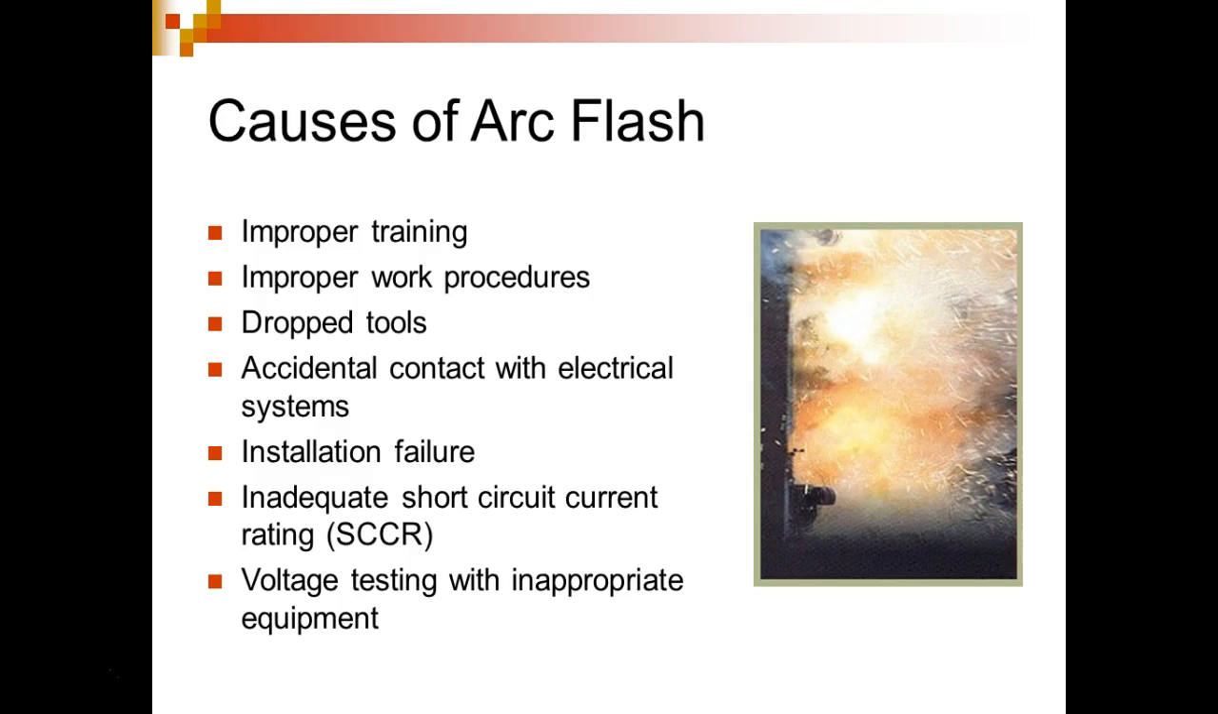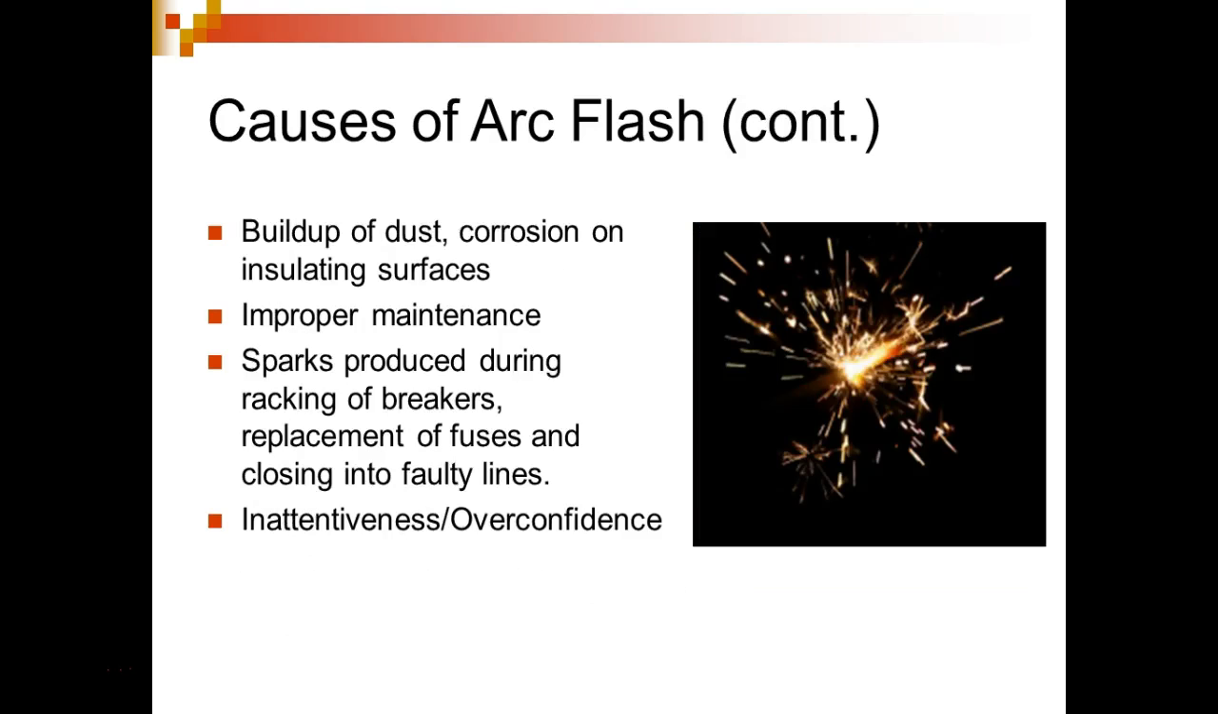So we looked at what basically causes incidents: improper training, improper procedures, dropping tools, accidental contact with electrical system, insulation failure, inadequate short circuit ratings, and voltage testing with inappropriate equipment. Then we move on. Buildup of dust, corrosion, and insulating surfaces, improper maintenance, sparks produced during racking of a breaker. And we understand what racking a breaker is now, right? Replacement of fuses, closing into faulted lines, and inattentive or overconfidence. And that last one is a big one.